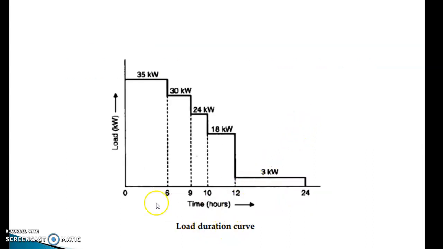This is the load duration curve. This is the time versus load. This is 35 kilowatt. This one is 30 kilowatt. This one is 24 kilowatt. So from 0 to 6 hours, the power consumption is 35 kilowatt. From 6 to 9, it is 30 kilowatt. From 9 to 10, it is 24 kilowatt. From 10 to 12, it is 18 kilowatt. From 12 to 24, it is 3 kilowatt.